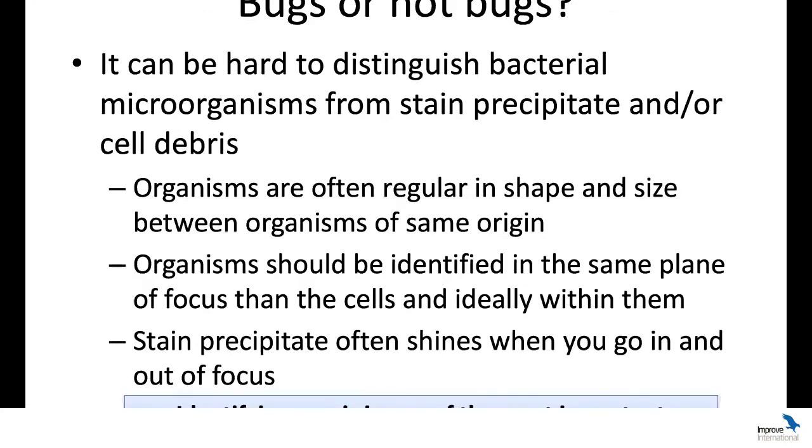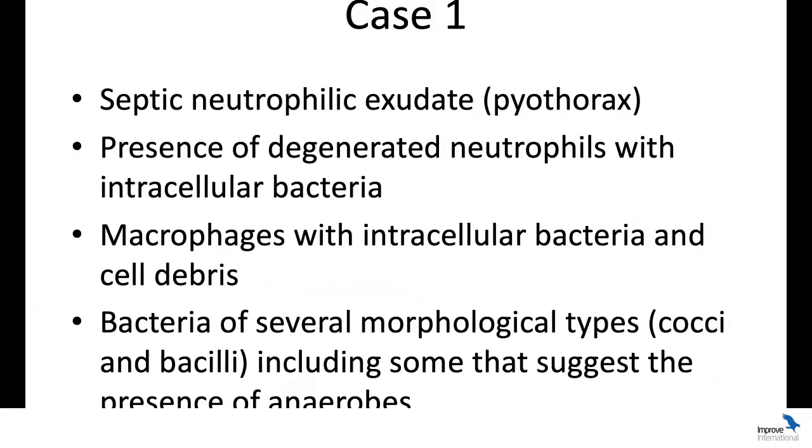So identifying sepsis is one of the most important cytological skills in practice, and this is because it has a clear impact on patient management. So for case number 1, we had a septic neutrophilic exudate, so it was a typical pyothorax. There were lots of degenerate neutrophils with intracellular bacteria, and we had as well lots of macrophages with intracellular bacteria and cell debris. We had different types of morphological bacteria present. We had cocci, we had bacilli, and we had that morphology that suggests the presence of anaerobes.